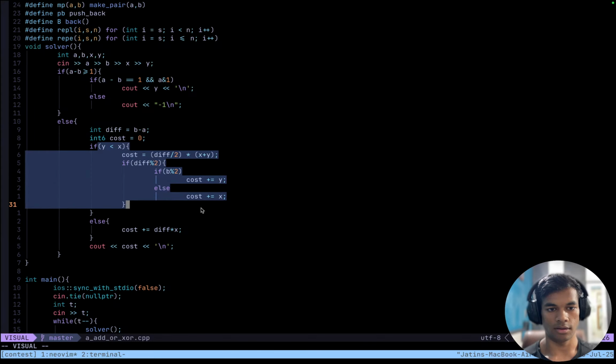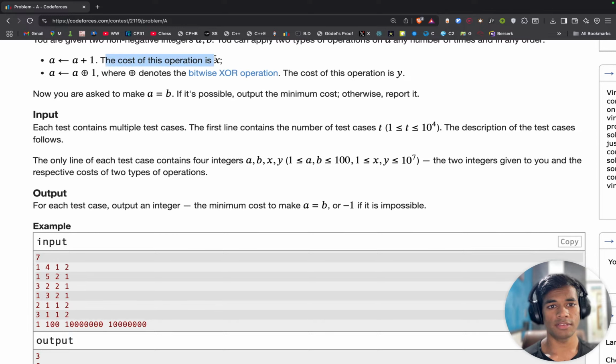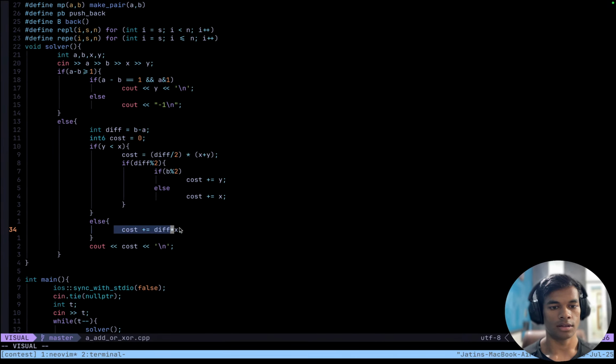And for that there is this. But if not, if x is either equal to or less than y, then we can just add up the difference, and the cost would become difference multiplied by x, and then just return the cost.